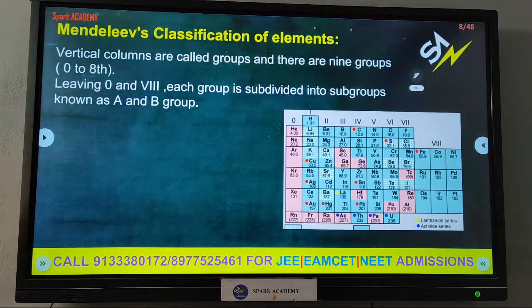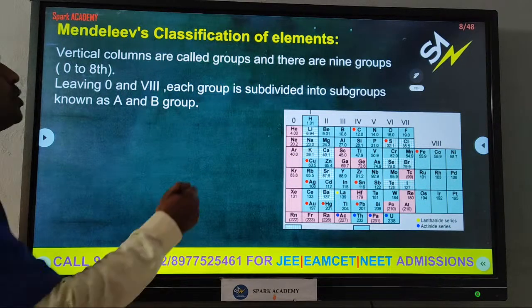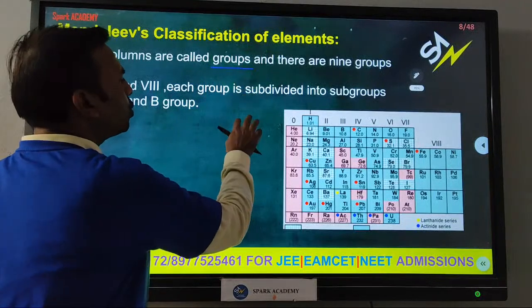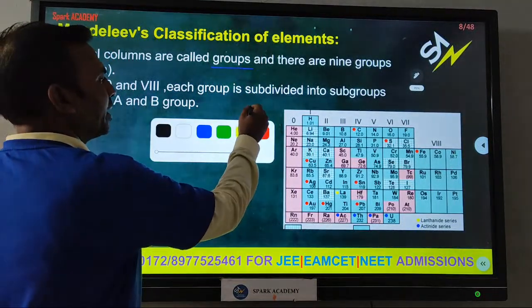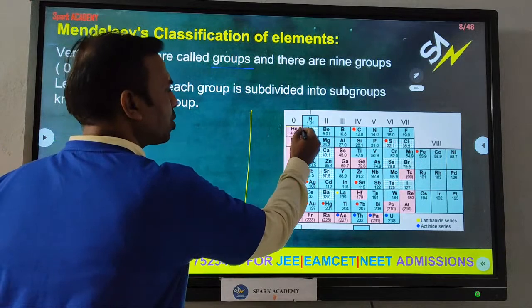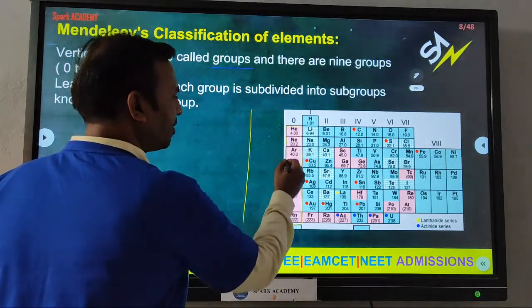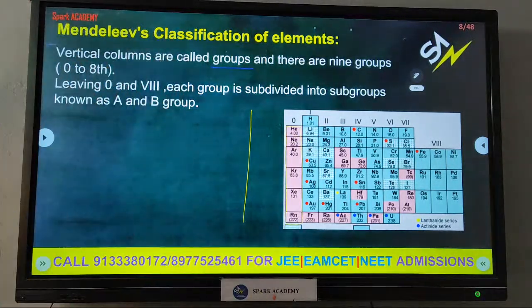Now, after learning what periods are, we see the groups. So what are groups in the Mendeleev periodic table? Horizontal rows are periods, and vertical columns are called groups. See how many groups there are in the Mendeleev periodic table.